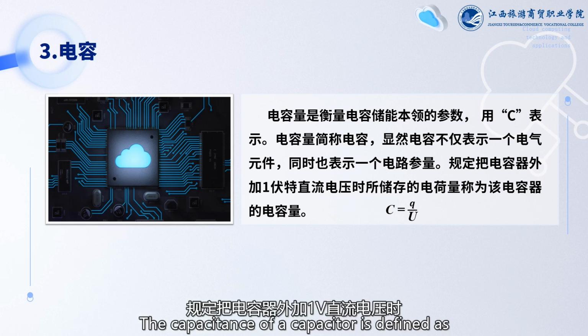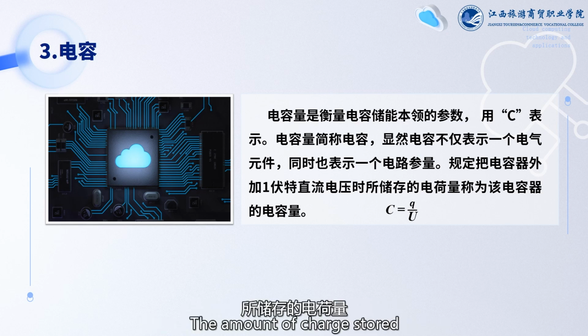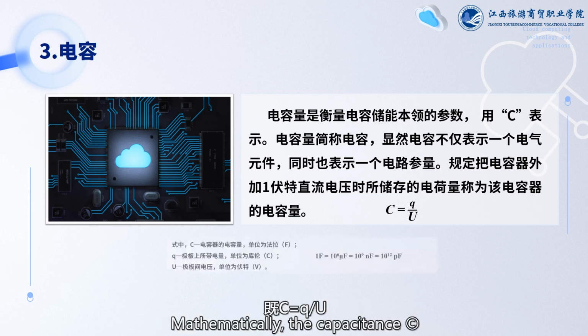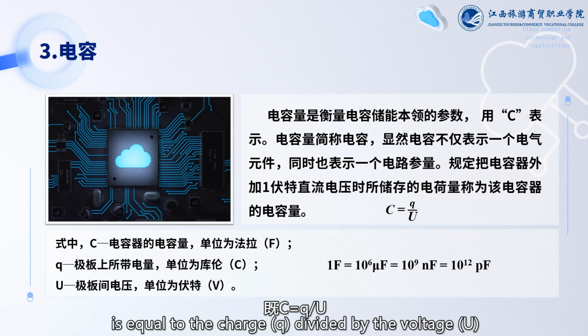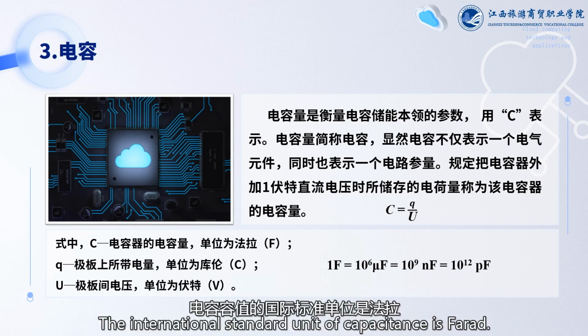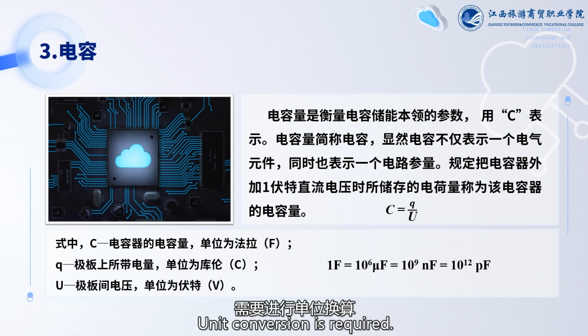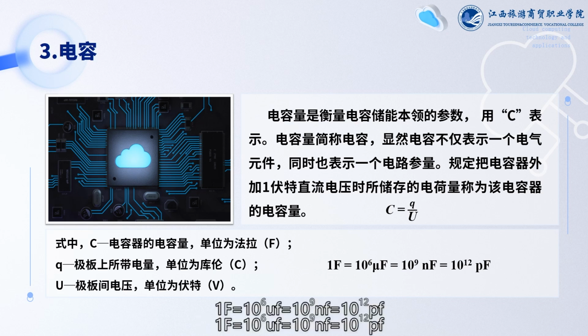The capacitance of a capacitor is defined as the amount of charge stored when a DC voltage of 1V is applied to it. Mathematically, the capacitance C is equal to the charge Q divided by the voltage U. The international standard unit of capacitance is farad, denoted as F. The commonly used capacitance is relatively small, so unit conversion is required. 1 farad equals 10 to the 6th power microfarad equals 10 to the 9th power nanofarad equals 10 to the 12th power picofarad.